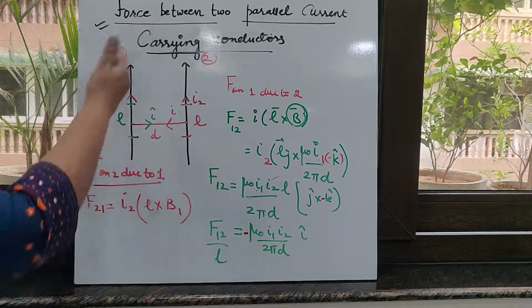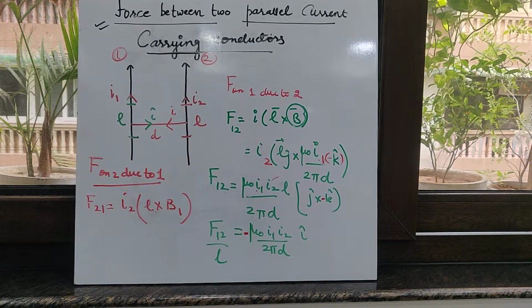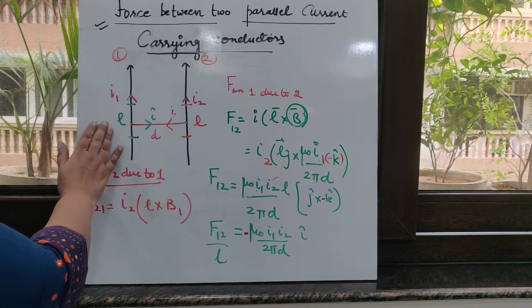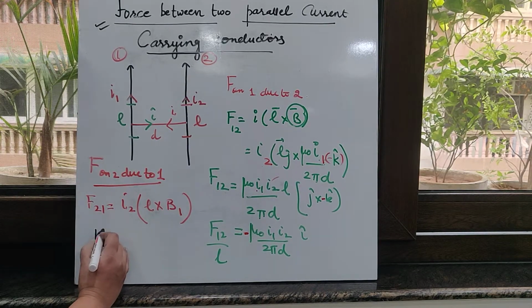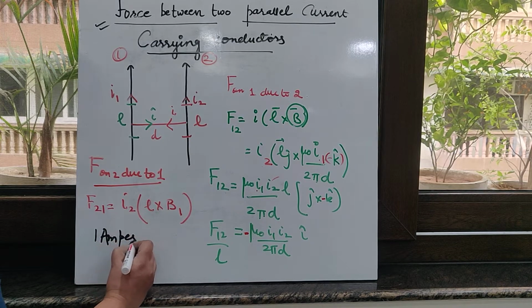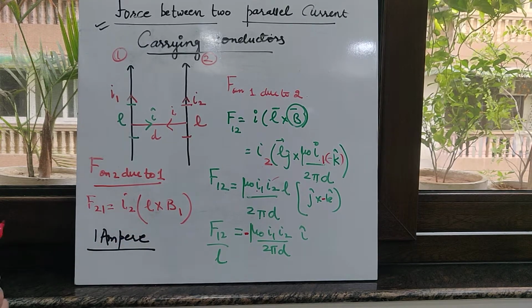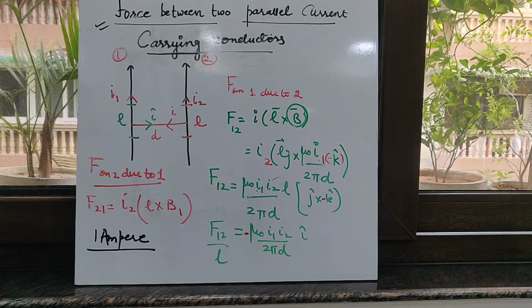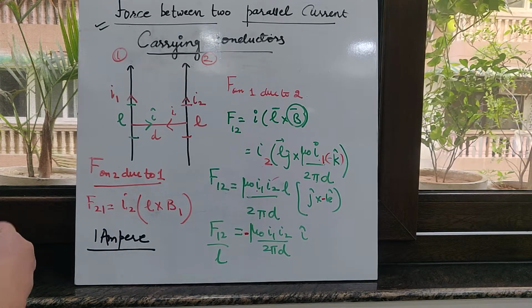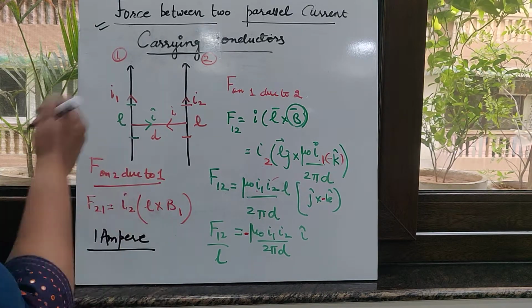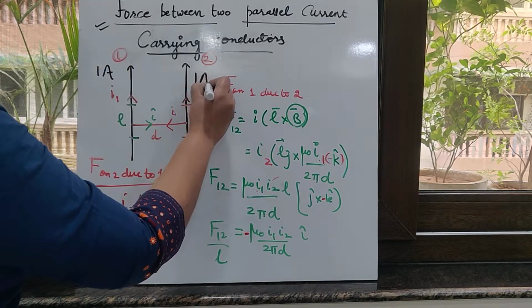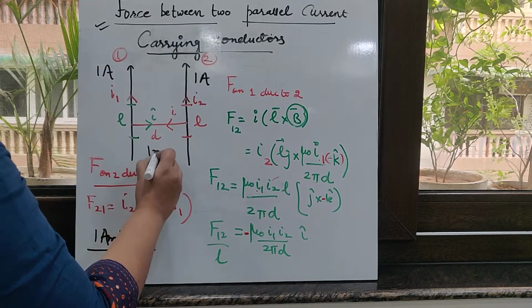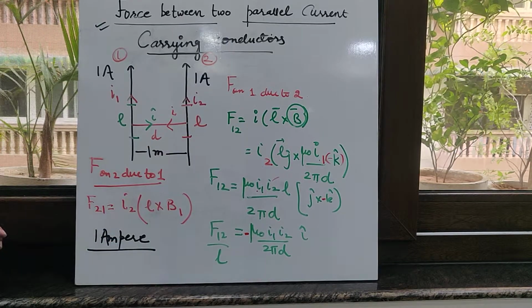So this is how we find out the force between two parallel current carrying conductors, and this is also helpful in defining 1 ampere. Right? This derivation is also helpful in defining 1 ampere. So how do we define 1 ampere? Before that I will write down, let us say 1 ampere current is flowing through this, 1 ampere current is flowing through this, and the distance between them is 1 meter.